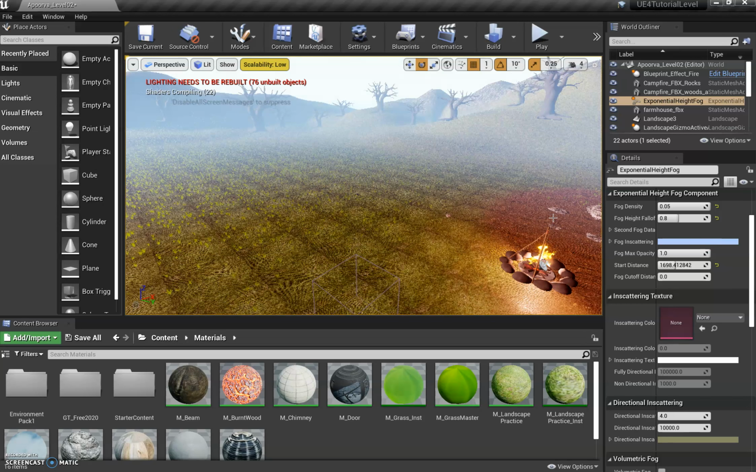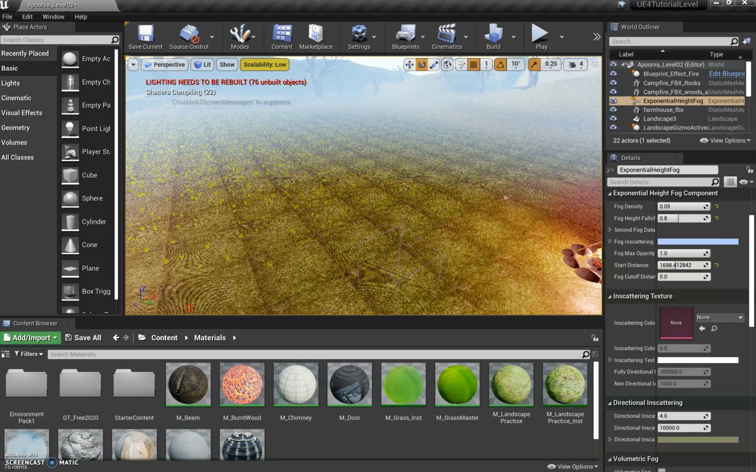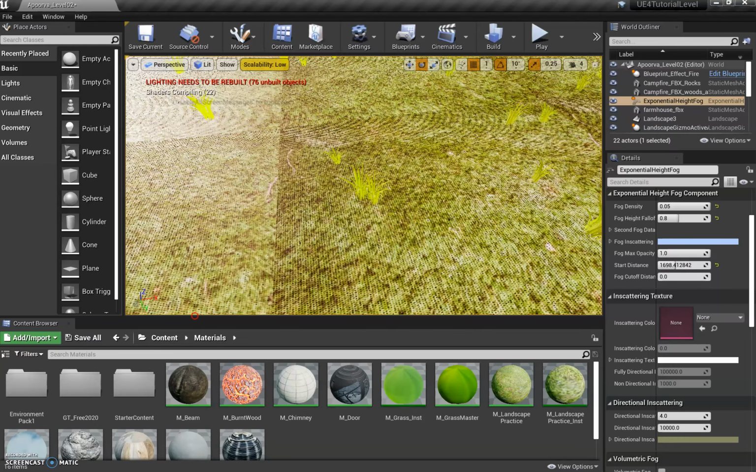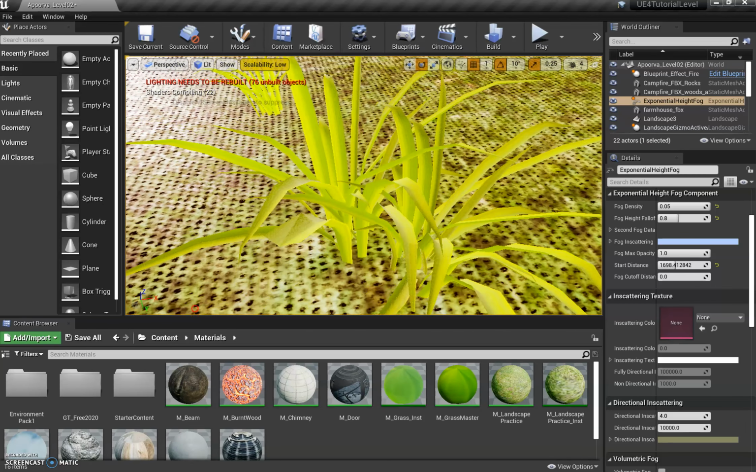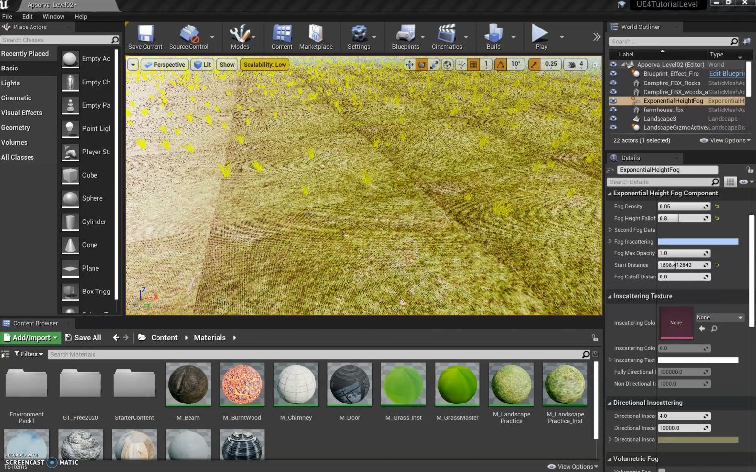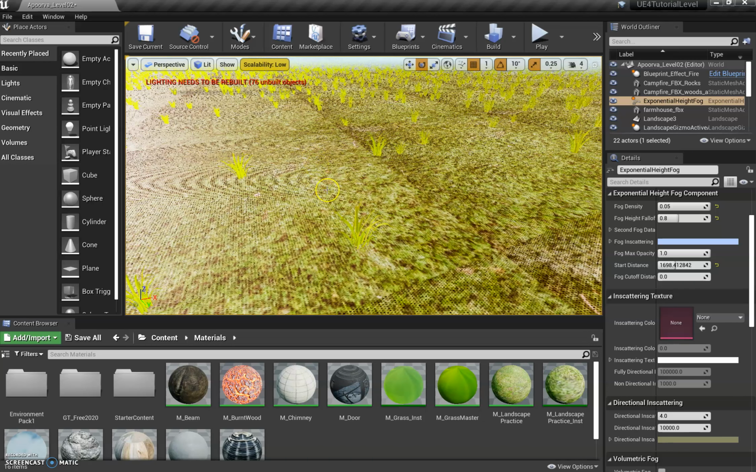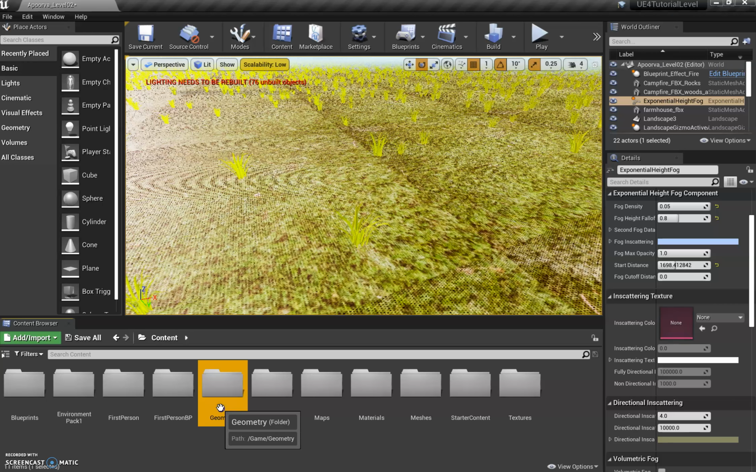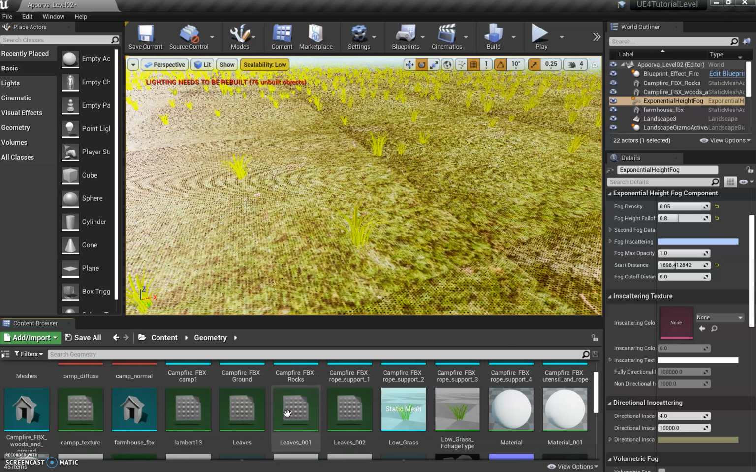Let's see what else. You got grass, movement of grass. If you look closely, you can see it moving. Sorry about that, my mic stopped working for a quick second there. So this is the grass. It's moving to go along with the idea that there is wind moving the grass. So the grass you can find in the geometry section. It's here, low grass. You can open that up. That's the low grass.